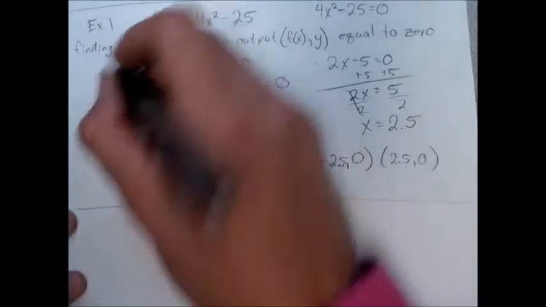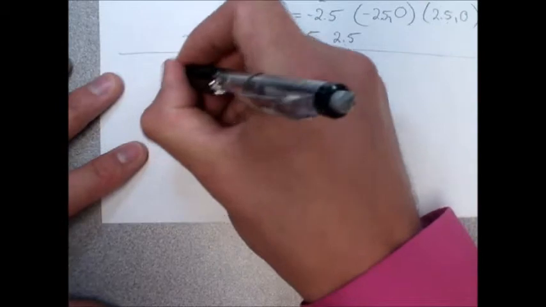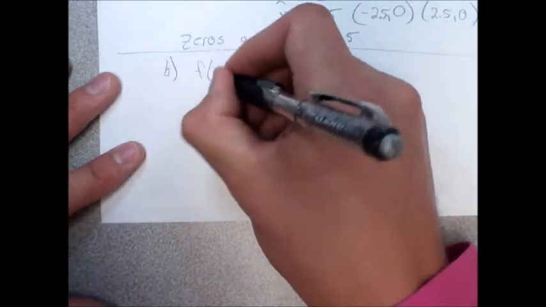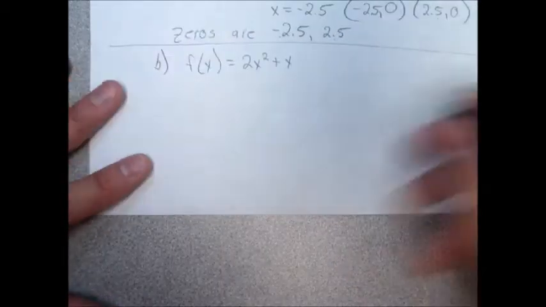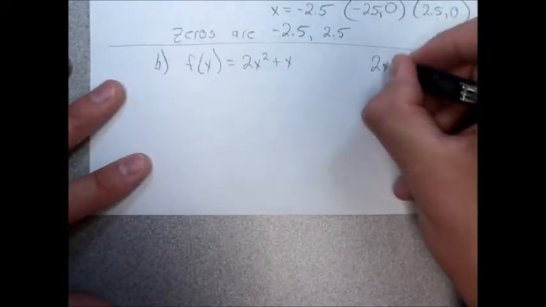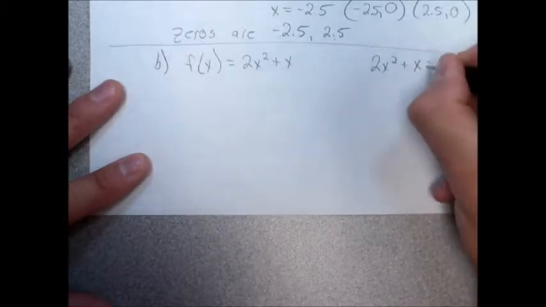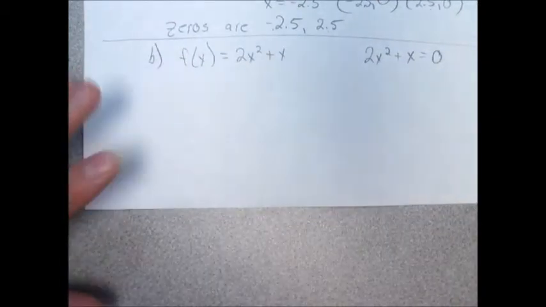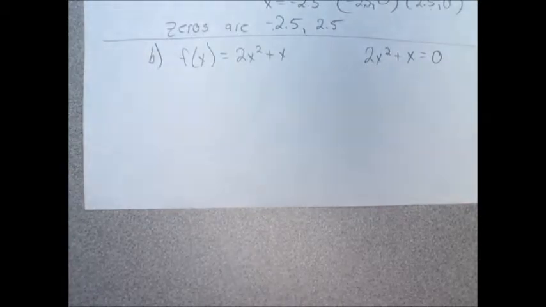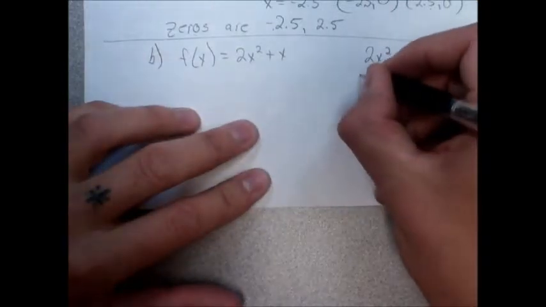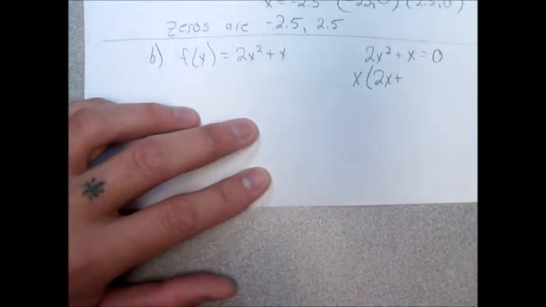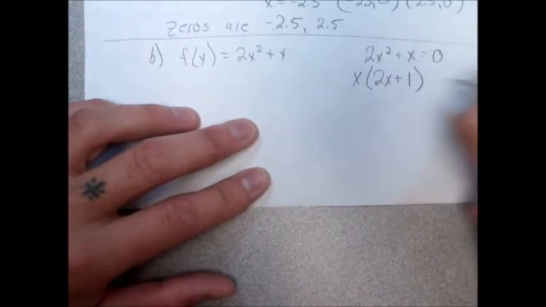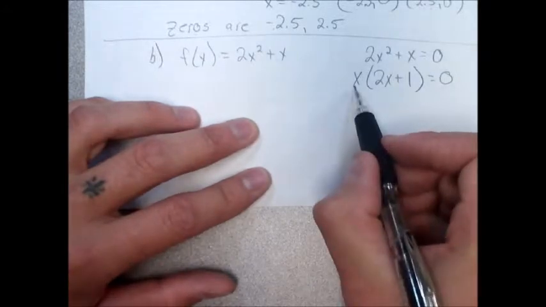Part B, that was part A. Part B says given the function 2x squared plus x, find the zeros. So again, I take my equation, I set it equal to 0, and I solve the best that I can. What can I factor out of this? x, right? So in order to factor this, I factor out an x. I'm left with 2x plus what? Just 1, right? So now either this x or this has to be equal to 0.